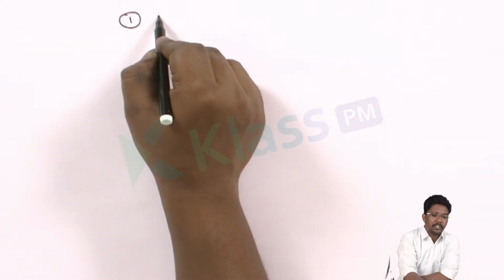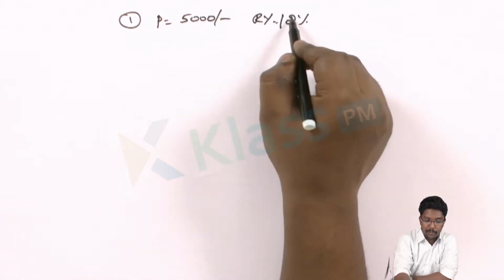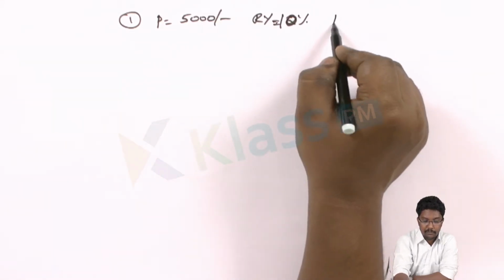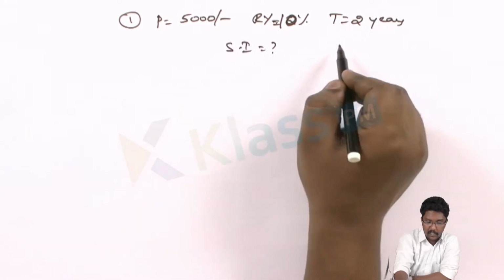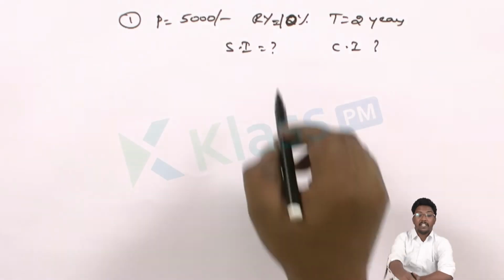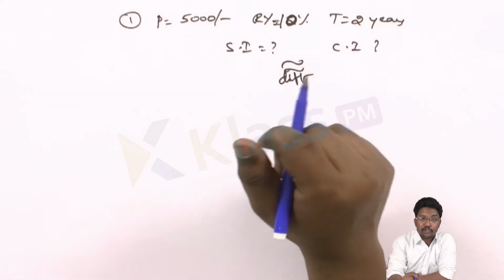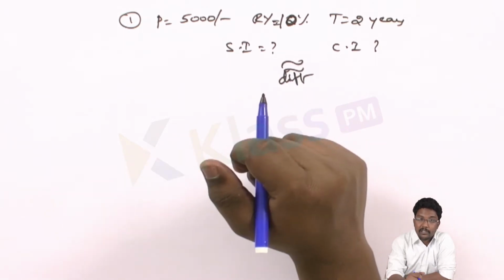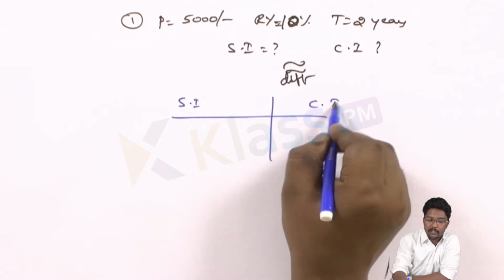So we are starting with the basic problem. Principal is 5,000 rupees. Rate of interest is 10% for a time period of 2 years. What is the simple interest and what is the compound interest? What is the difference? I am solving 3 problems in one go. Principal is 5,000 rupees, rate of interest is 10% and 2 years. So I am calculating simple interest and compound interest at a time.